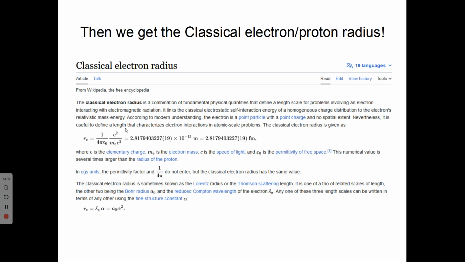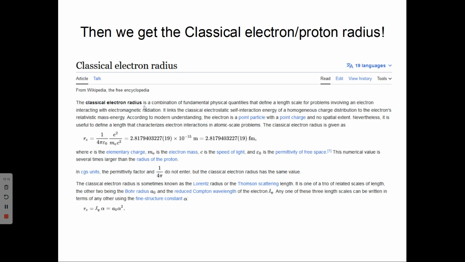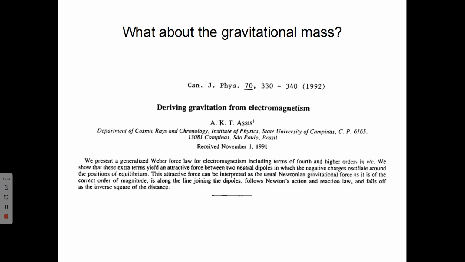But of course, this classical electron radius has not been considered in this context before. So I think this is fascinating, that we can perhaps derive the inertial mass from classical electrodynamics. So what about the gravitational mass? Well, it turns out that there have been attempts to derive this from electromagnetism as well. So here you see a paper from 1991.